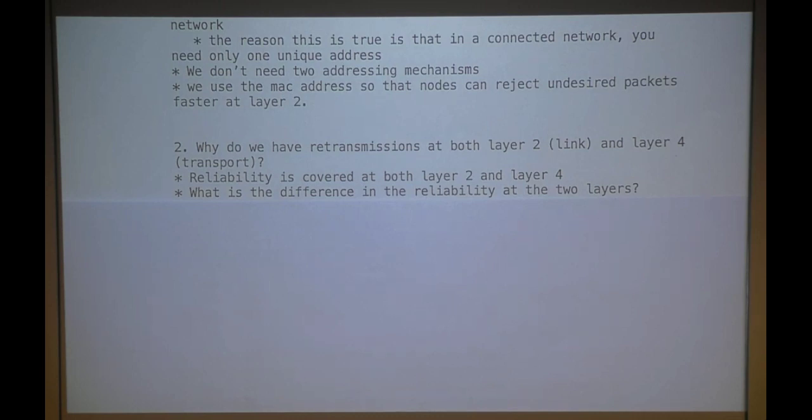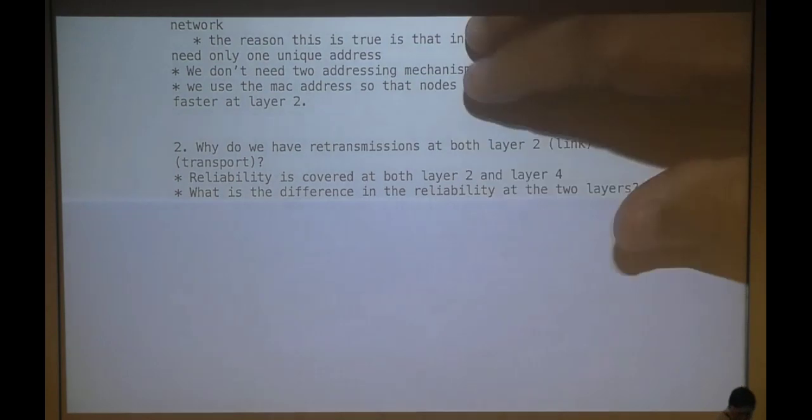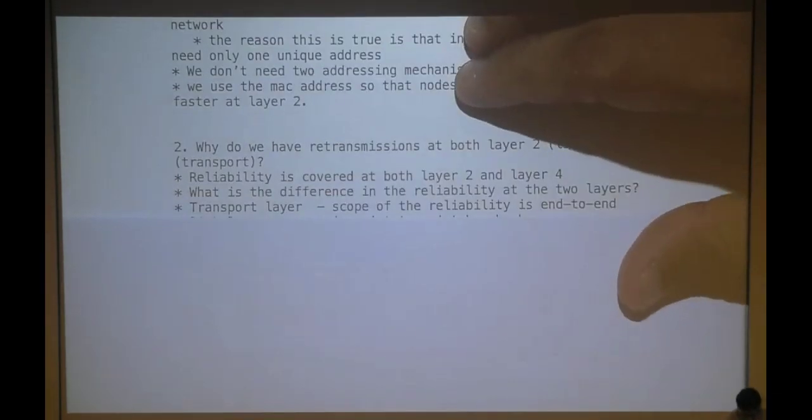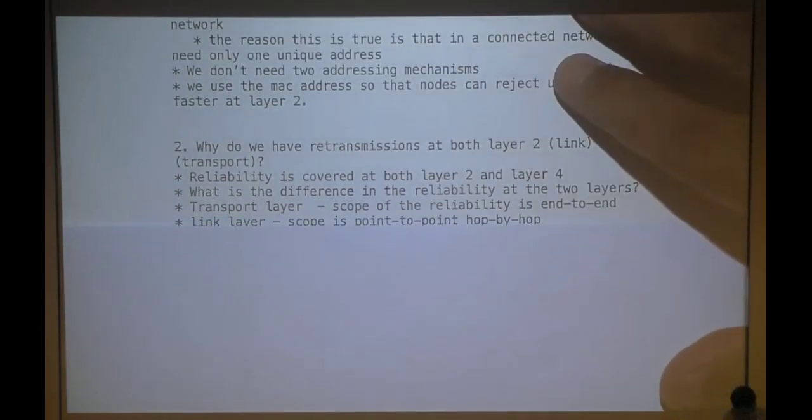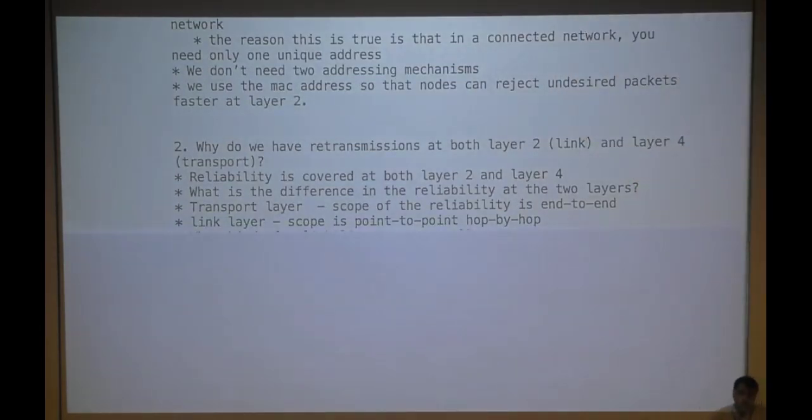Scope is about what you can see, right? Telescope, microscope. So scope is about what you can see, and the scope is different. So we see what the difference is: at the transport layer, the scope is end-to-end, and at the link layer it is point-to-point, or sometimes called hop by hop.